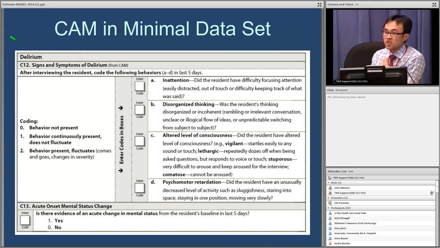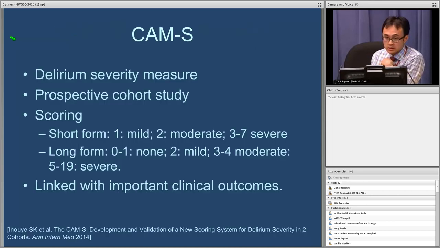So it's already there. And actually now, the CAM has been adapted to create a CAM-S, which the S stands for severity. It makes sense that when you have a medical condition, there's different grades of severity, very similar to congestive heart failure, or COPD, or cognitive impairment, for example.